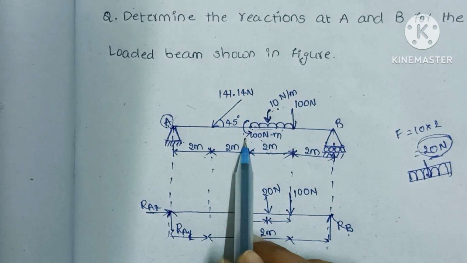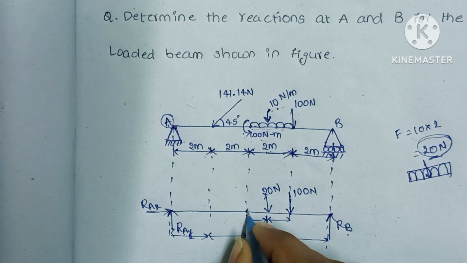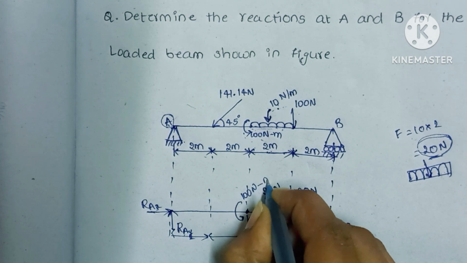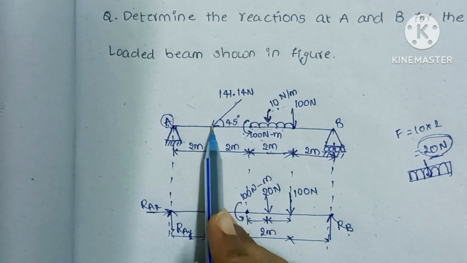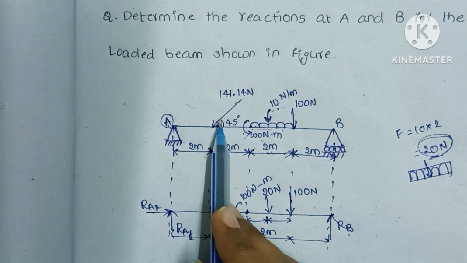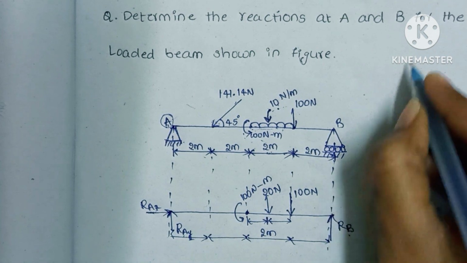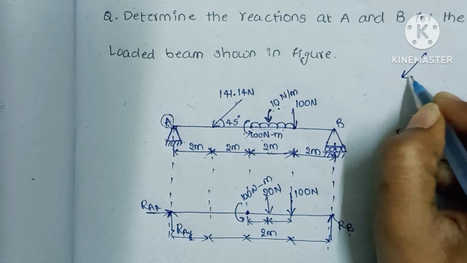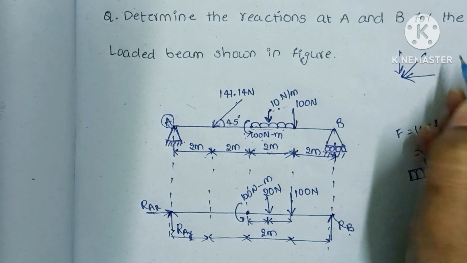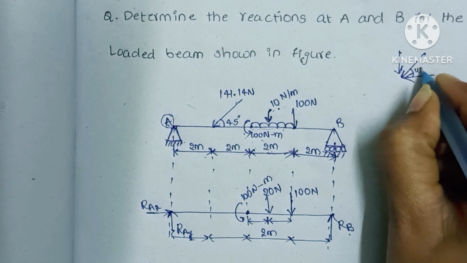Next, we have a moment here, so we directly write the moment at this point. At this point we have 100 newton meters. And here we have one inclined force. We did not see this type of force till now. For an inclined force, it can be resolved into two components, in the x direction and in the y direction. Here the angle with the x direction is 45 degrees.